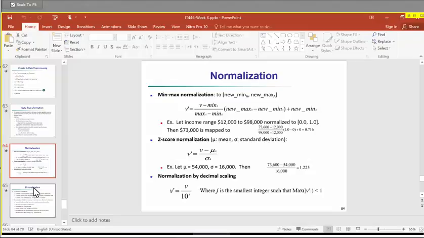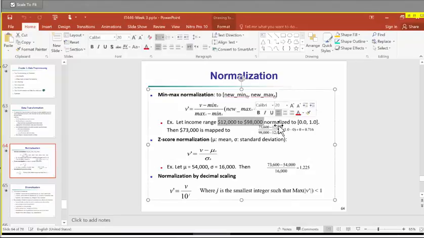Okay, so we are just transforming this range, which is given by 12,000 to 98,000, to another range which is given by 0 and 1. So then 73 is mapped into this new number, which is 0.716. Now this is the normalized data in the range of 0 and 1. 0.716 is similar to 73,000 in the range of 12,000 and 98,000. You understand? So this is known as minimum maximum normalization.